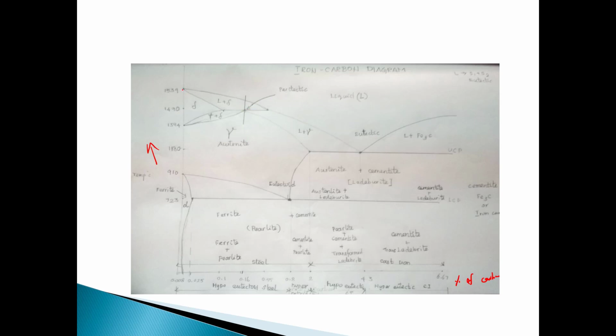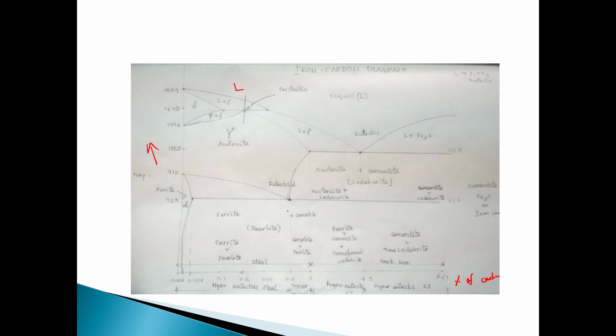Above 1539, we have the liquid region. So this is liquid, this is austenite. In between we have liquid plus austenite. So this is the delta iron. In between the portion is gamma plus delta, and above this we have liquid. So in between portion is liquid plus delta.